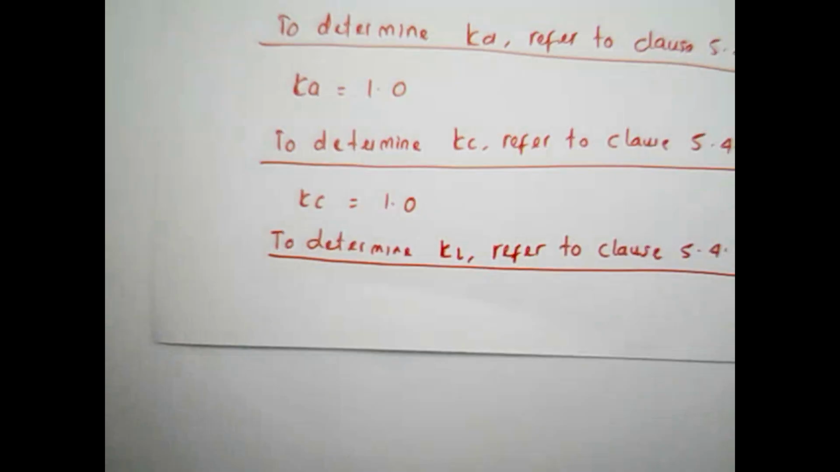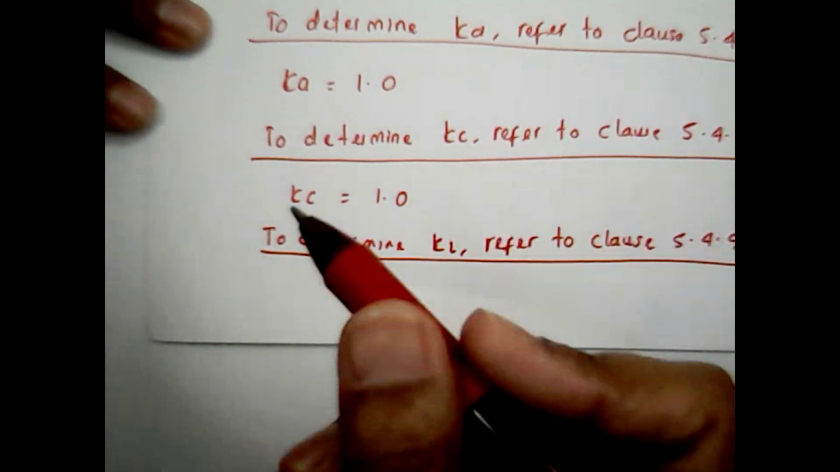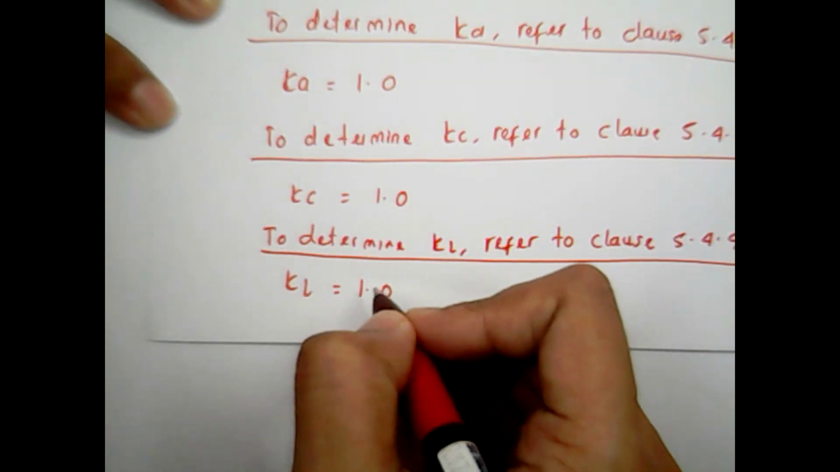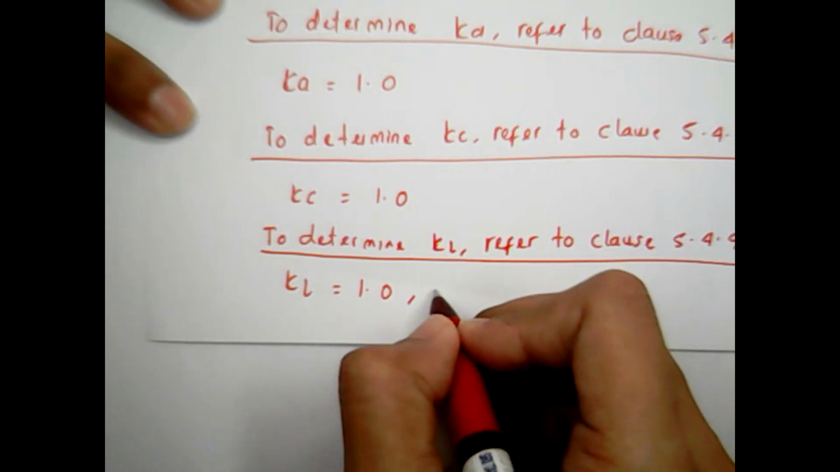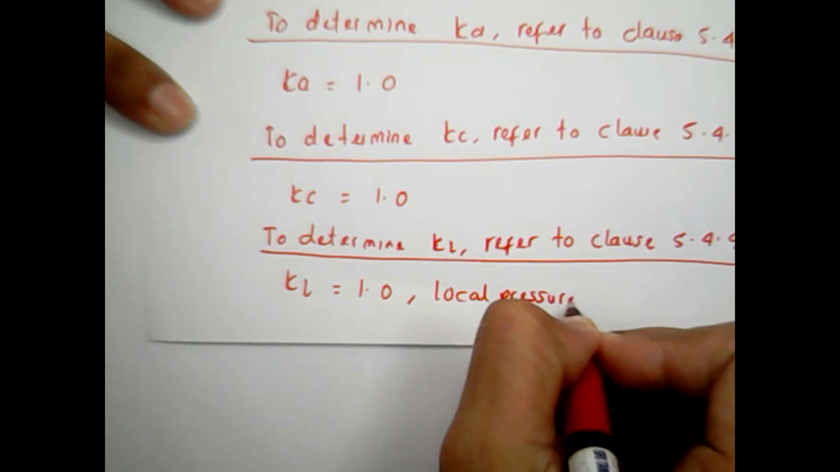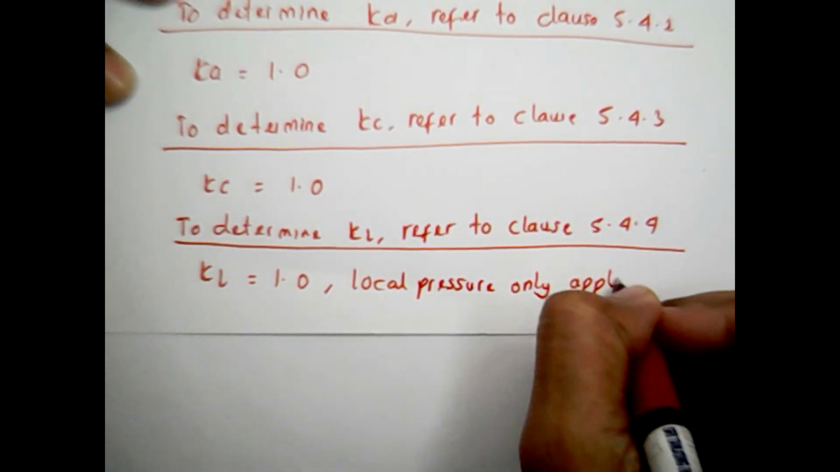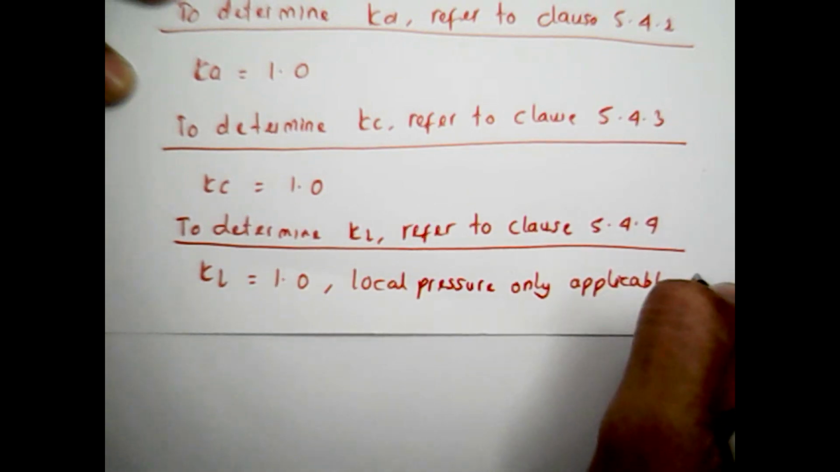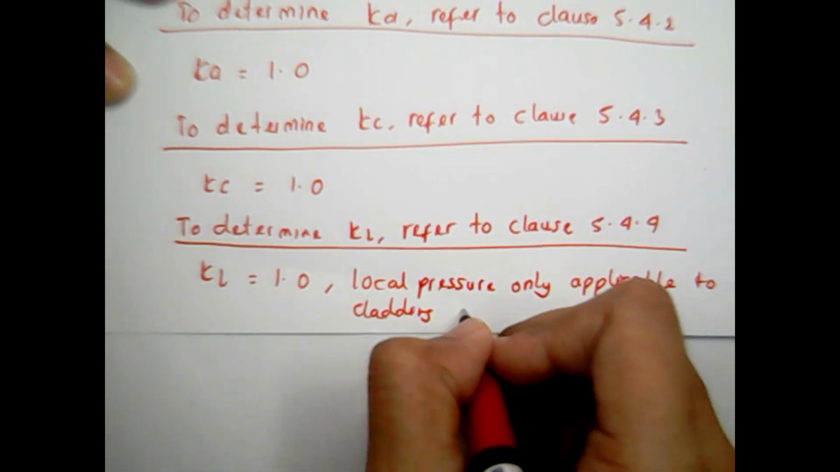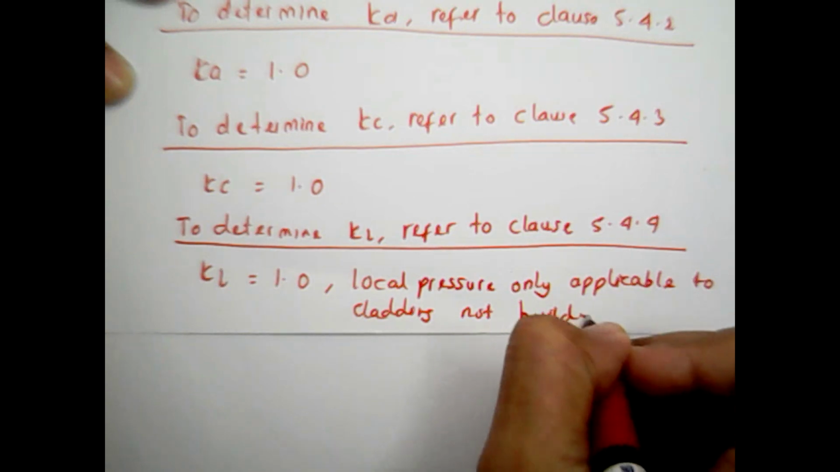So class 5.4.4 in this case gives you KL equals 1.0, because the local pressure factor is only applicable to claddings, not the whole building.